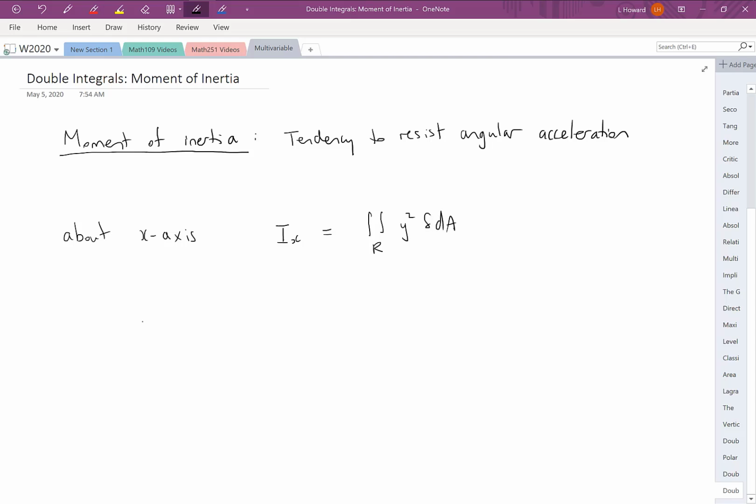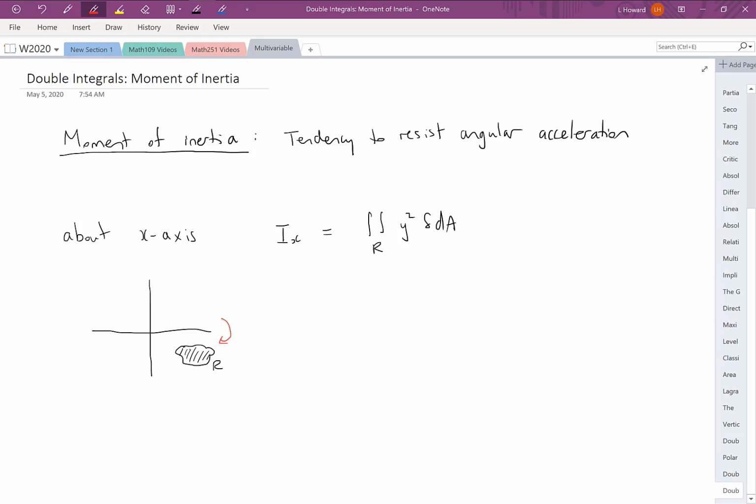So let's draw a picture and just make sure we understand the context. We're in the xy plane. We're talking about a region R in that xy plane. And we're measuring the tendency of this region R, let's say it's a flat metal plate or something like that, to resist angular acceleration about this axis. So imagine there's rotation happening this way.